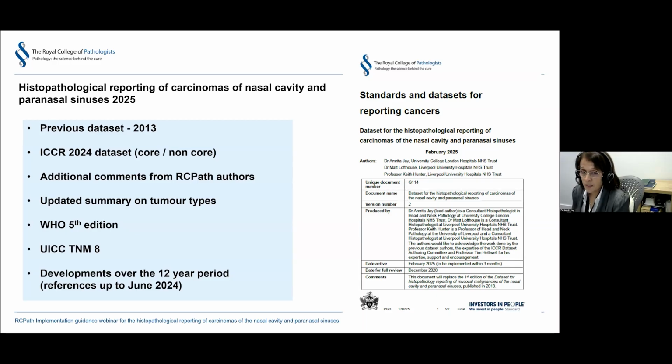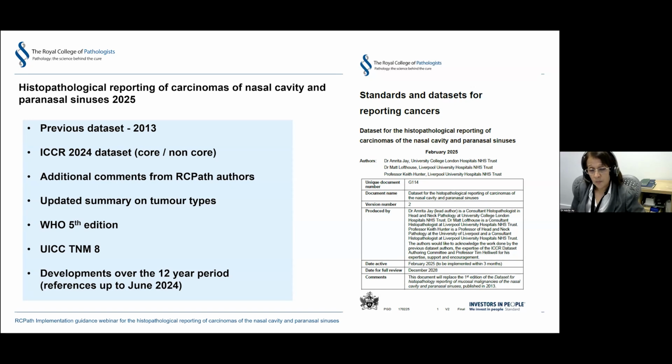So the data set is based on all the core and non-core data items of the ICCR 2024 data set that are incorporated into the current RCPath data set. For certain data set items, we have provided some additional comments where we felt it was necessary. But what we have in this RCPath data set, which is different from ICCR, is we have updated the literature, and there is a summary on all the specific tumor types you can find in the sinonasal region. And we do have quite a few unusual entities in this particular anatomic site.